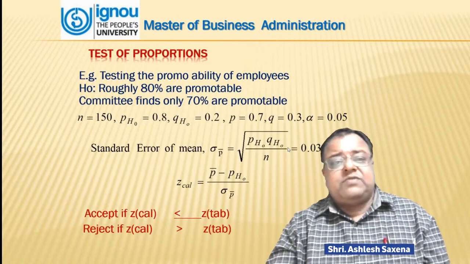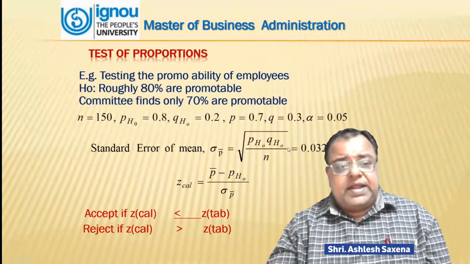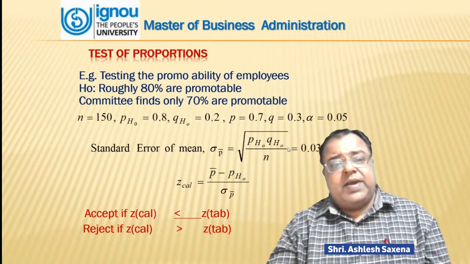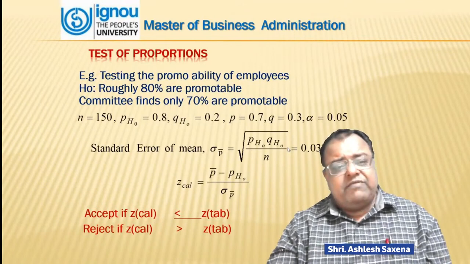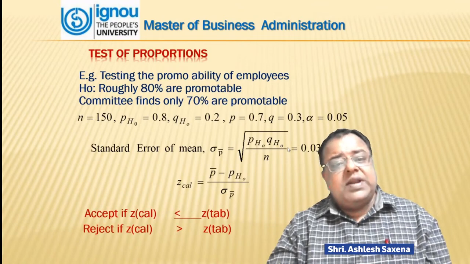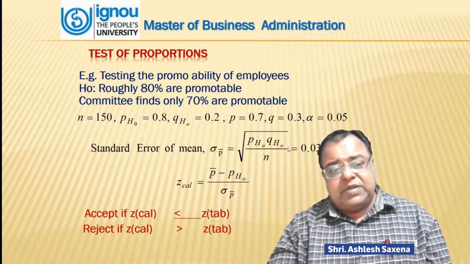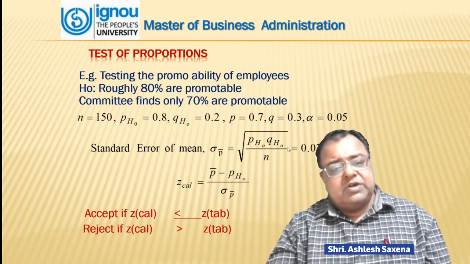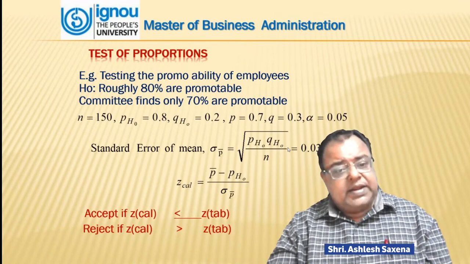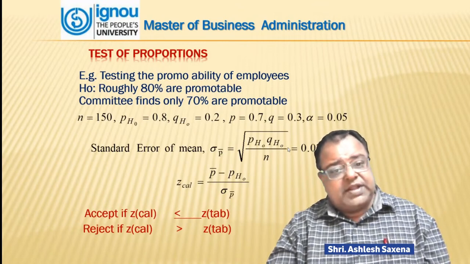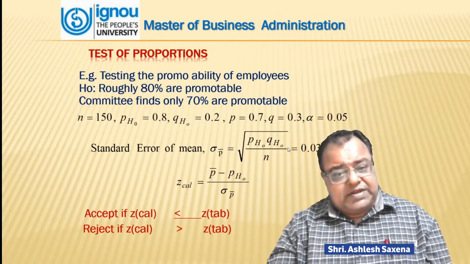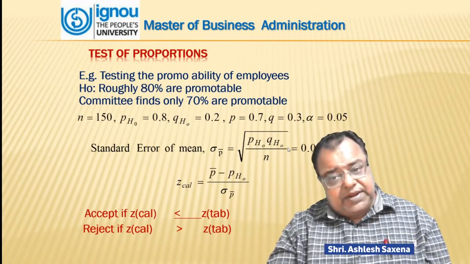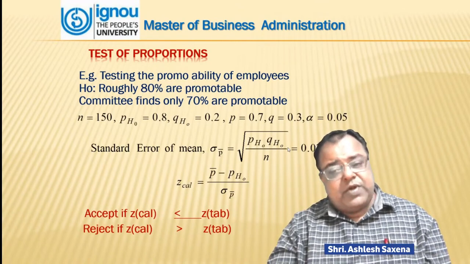Now, how to test for proportions? For example, testing the promotability of employees. H0: roughly 80% are promotable, and the committee finds that only 70% are promotable. So in that case, N is 150. Probability P H0 is 0.8, Q H0 is 0.2. The sample probability P bar is 0.7, Q bar is 0.3, and the alpha value is 0.05.